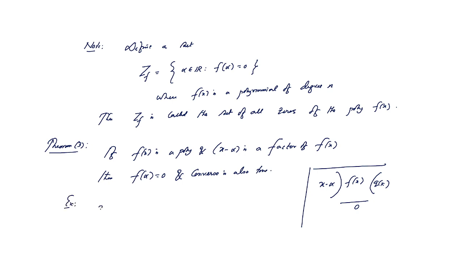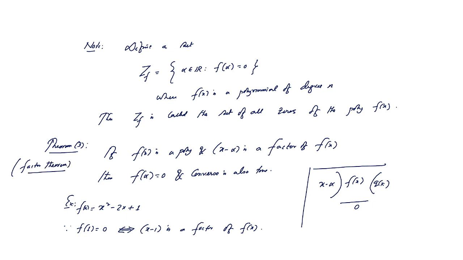As for example, you have given x square minus 2x plus 1. This is your polynomial. And you see, since f of 1 equals 0, that means, if and only if, x minus 1 is a factor of f(x). So now we come to the different problem which is asked. This theorem is called the factor theorem.